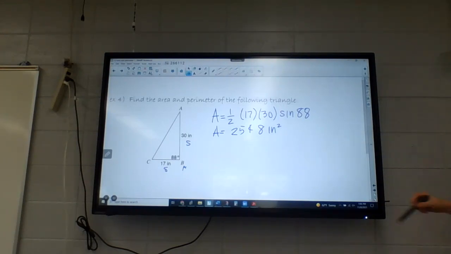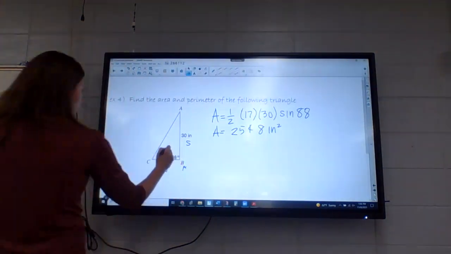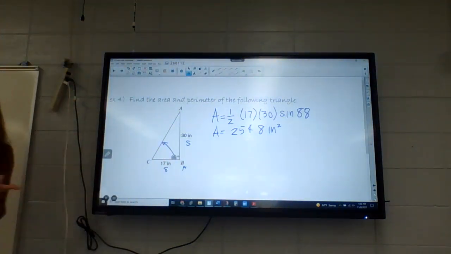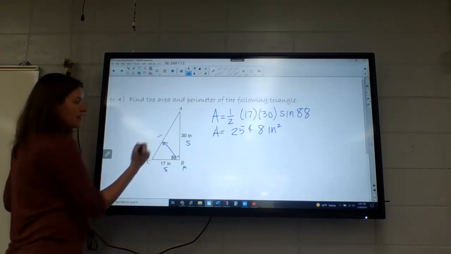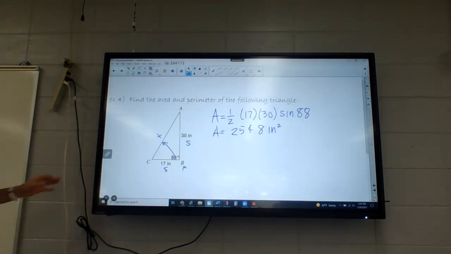Trickier because we need to figure out what this other side is over here. Now you try to use law of sines and you don't know any of the opposites that go together, so you can't use law of sines. You can't use SOHCAHTOA because this is not a 90-degree angle. As much as it's really close to being one, it is not. So we have to find this side by law of cosines.